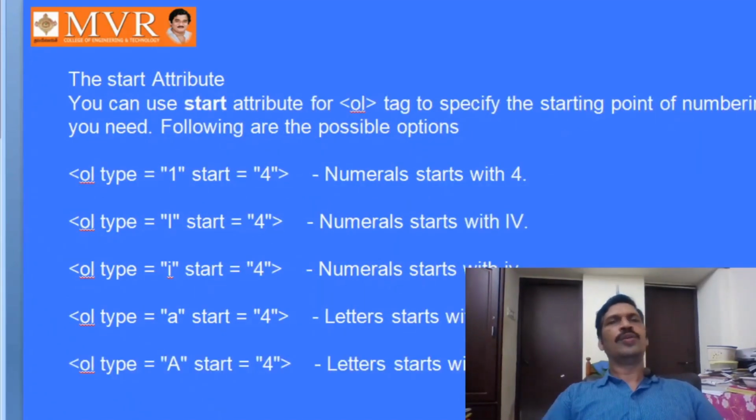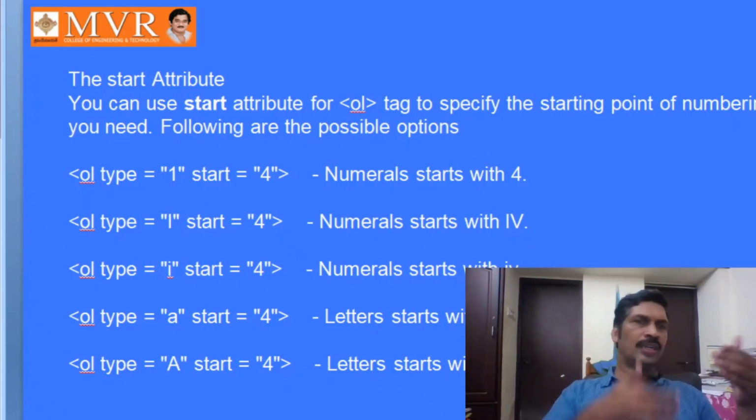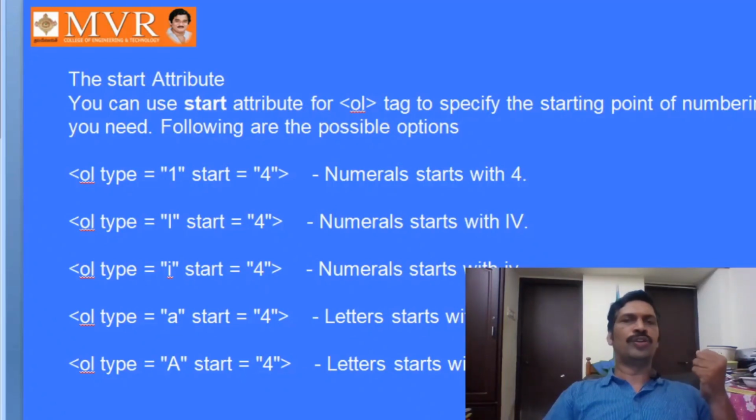Start also: if start equal to 4, the items will start from 4. Actually, by default the items will start from 1, 2, 3, 4 like this. If we keep the start attribute in the OL tag, what will happen? The list of items will start not from 1 but from 4, 5, 6, 7, 8, 9. If type equal to A and start equal to 4, what will happen? It will start from D onwards, not from A.